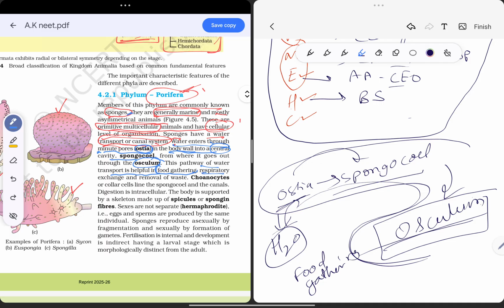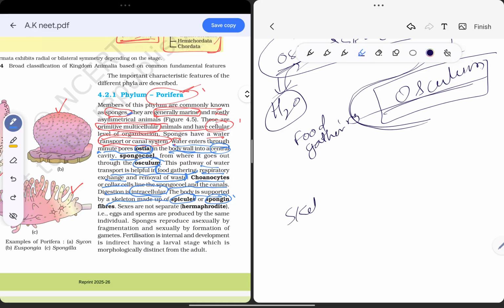Remember this. Then respiratory exchange and removal of waste also take place because of this water pathway. And choanocytes or collar cells line the spongocoel and the canals. Digestion is intracellular. Remember this, digestion is intracellular. The body is supported by a skeleton made up of spicules or spongin in the case of sponges, the phylum Porifera.